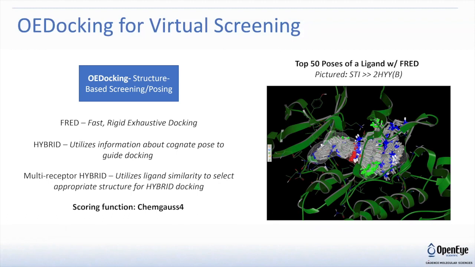OE Docking also ships with Hybrid, which fundamentally runs FRED as a docking engine, but uses information about a cognate ligand to help refine poses that will be evaluated downstream. Hybrid also has a multi-receptor mode, which will look at multiple structures of a given target with cognate ligands bound, and selects a docking receptor on the basis of ligand 3D similarity to the incoming molecule to be docked, helping to account for receptor flexibility.